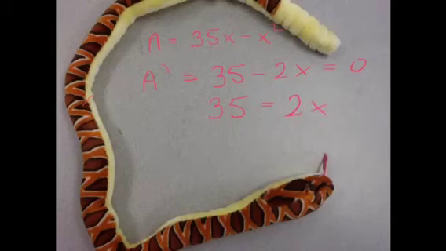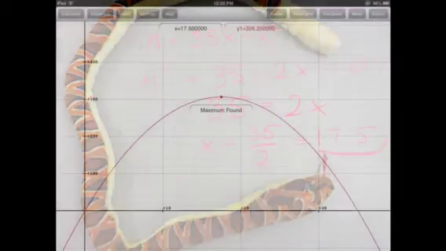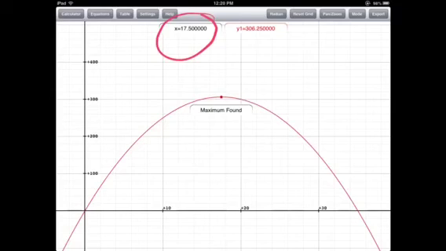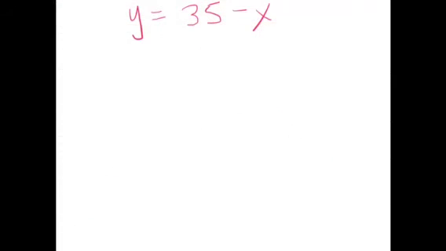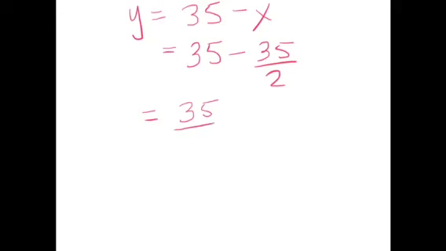35 equals 2x, and x will equal 35 divided by 2, which is also equal to 17.5, which my graph has already shown us. Now all that's left is to solve for y using the simplified perimeter expression and the value we obtained for x. So we get 35 minus 35 over 2, which is also 17.5.